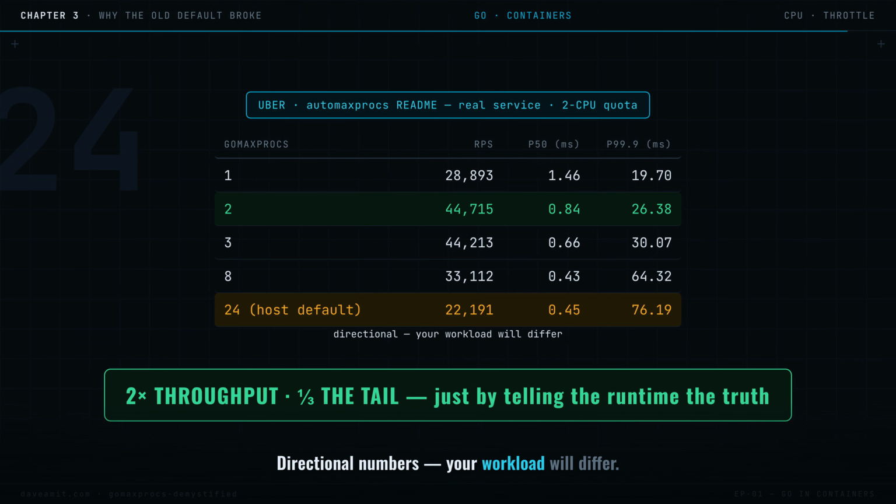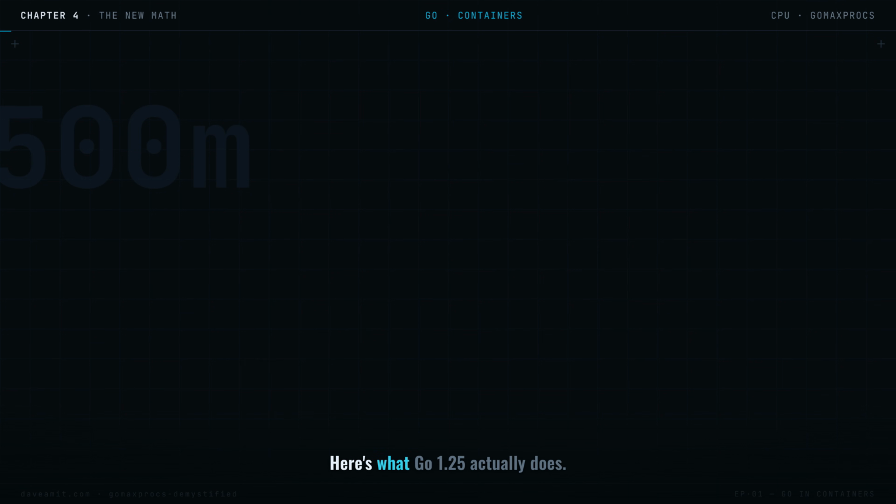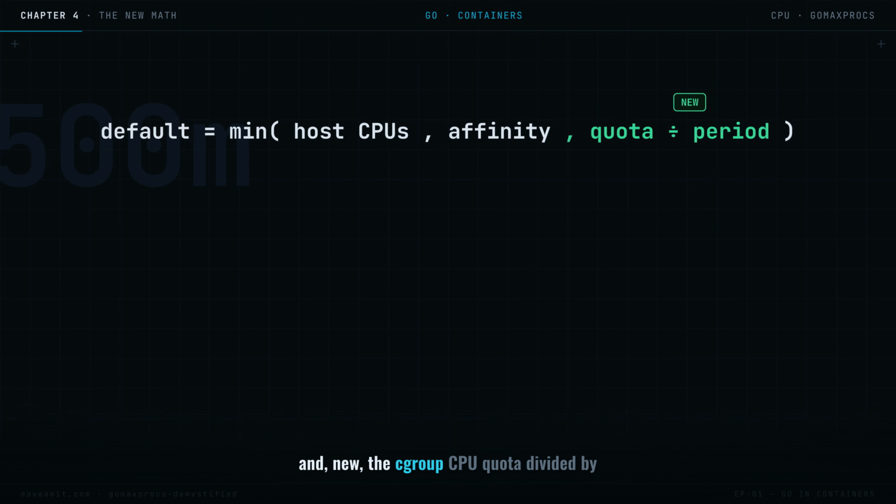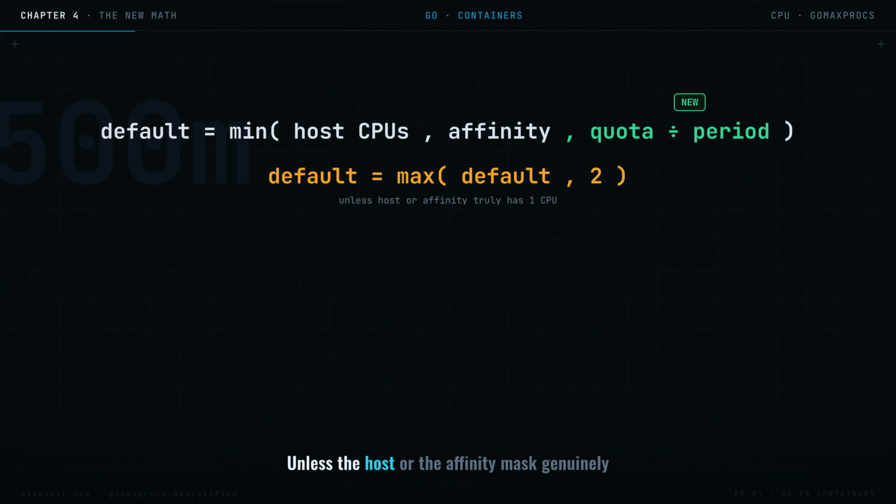Directional numbers. Your workload will differ, but that table is why automaxprocs became standard equipment in Kubernetes deployments. Here's what Go 1.25 actually does. The default is now the minimum of three things: host logical CPUs, the affinity mask, and new, the cgroup CPU quota divided by the period. Then one more rule on top: the result gets floored at 2, unless the host or affinity mask genuinely has only one CPU. The fractional cases are where it gets interesting, because Kubernetes limits are so often fractions.